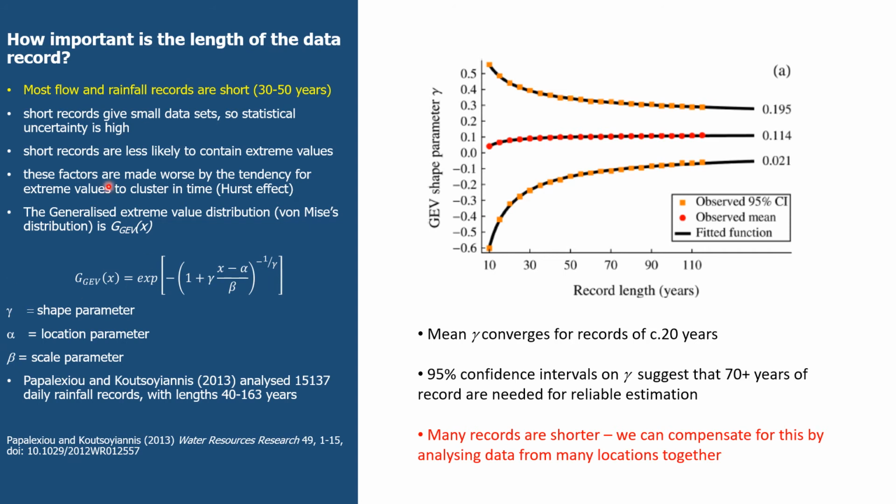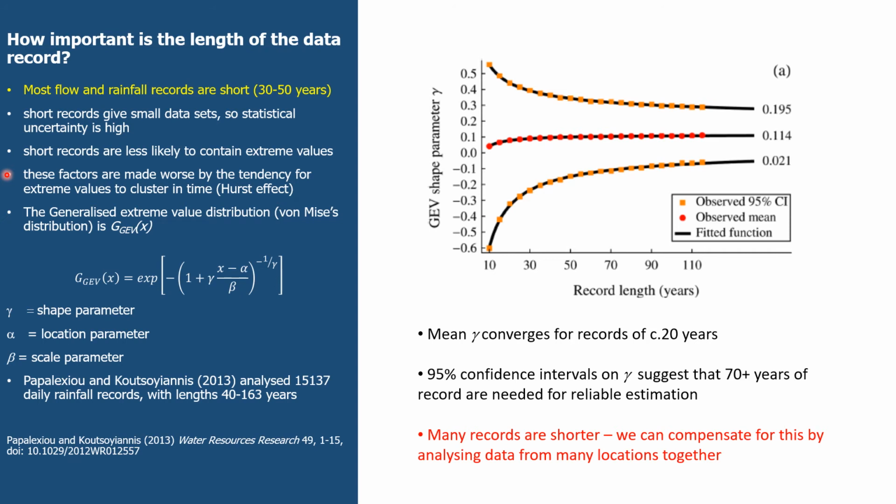And we know that short records and small data sets lead to higher statistical uncertainty. Short records are less likely to contain extreme values. Short records might, because of clustering, overrepresent extremes or underrepresent them.